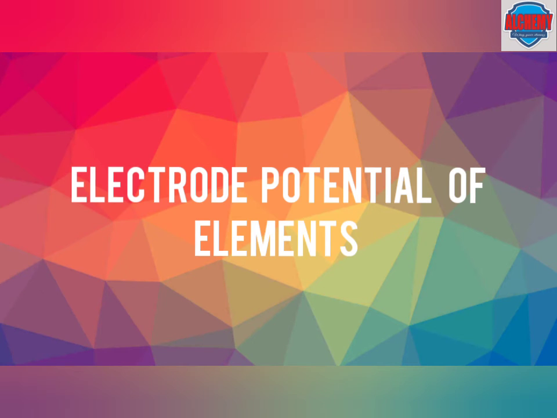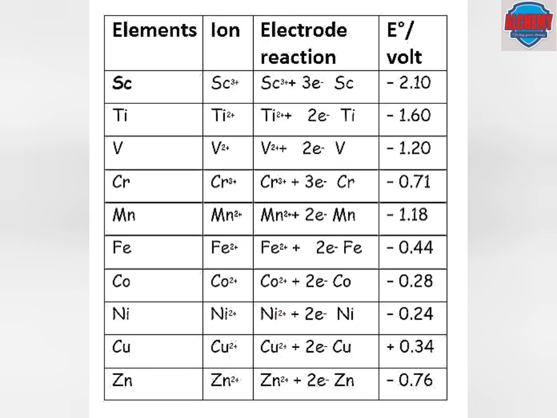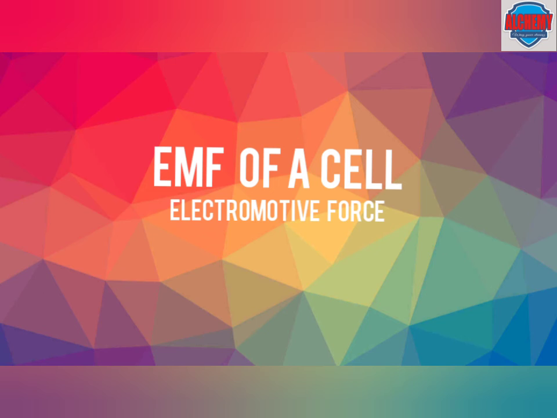Next, we will discuss the electrode potentials of some important elements. The electrode potentials of these elements have already been determined, and the values are given as follows. The electrode potential of scandium is minus 2.10, titanium minus 1.60, iron minus 0.44, nickel minus 0.24, copper plus 0.34, etc.